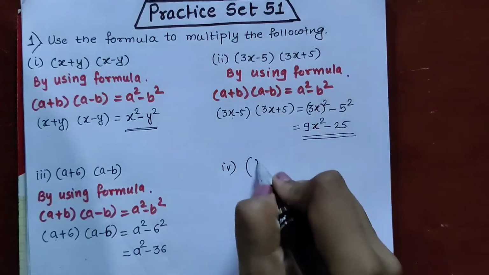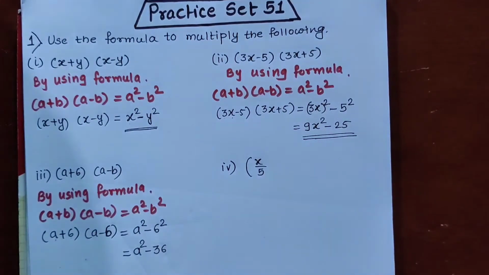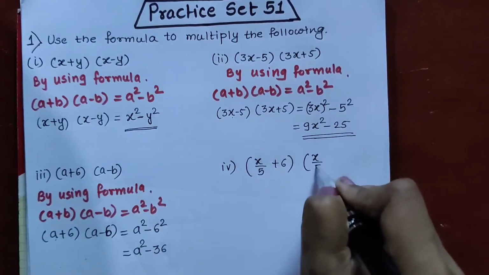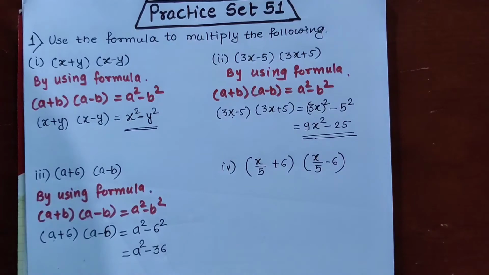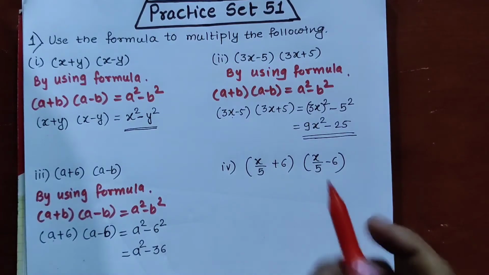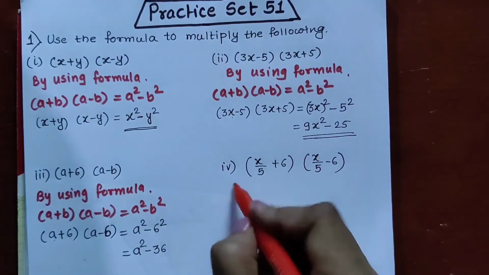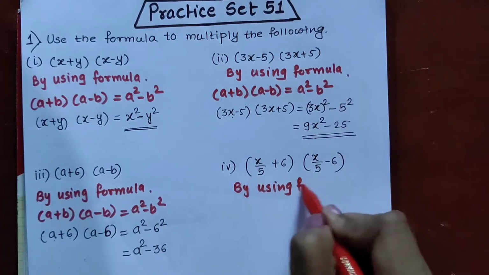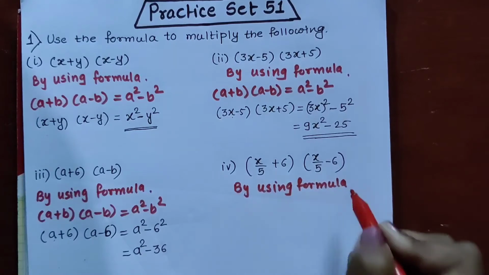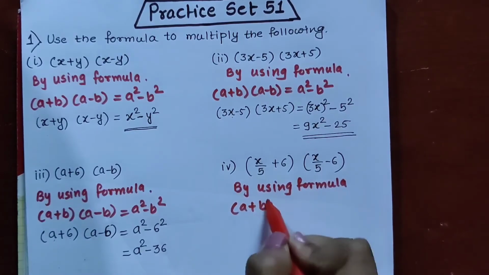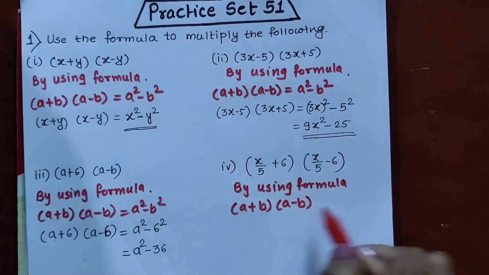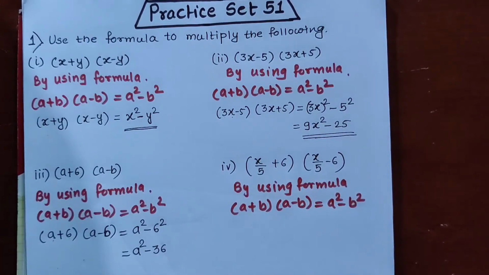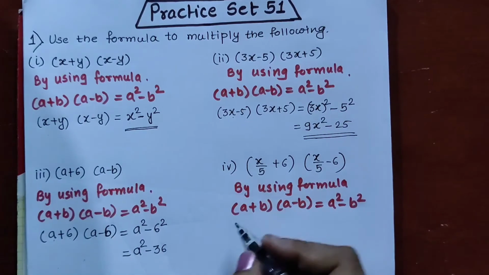It is x upon 5 plus 6 and x upon 5 minus 6 in the second bracket. Again both are the same terms, but the difference is of sign. So we will be writing by using the formula. So we will have to use the formula a plus b in the first bracket, a minus b in the second bracket is equal to the answer a square minus b square. Now we will apply the formula. We will write our question.